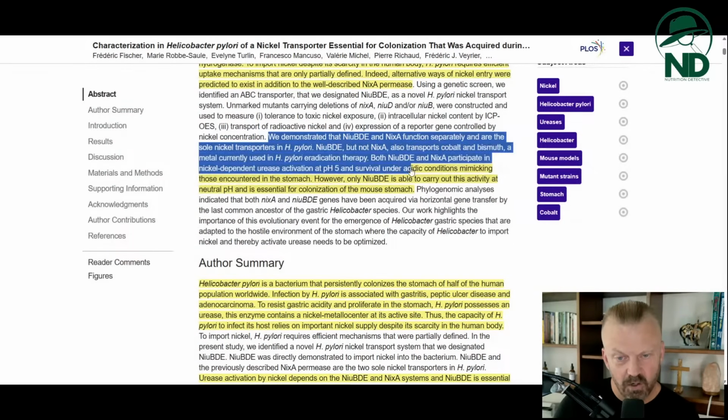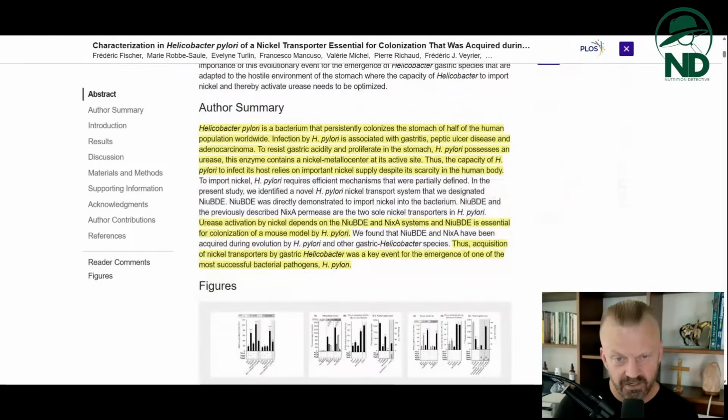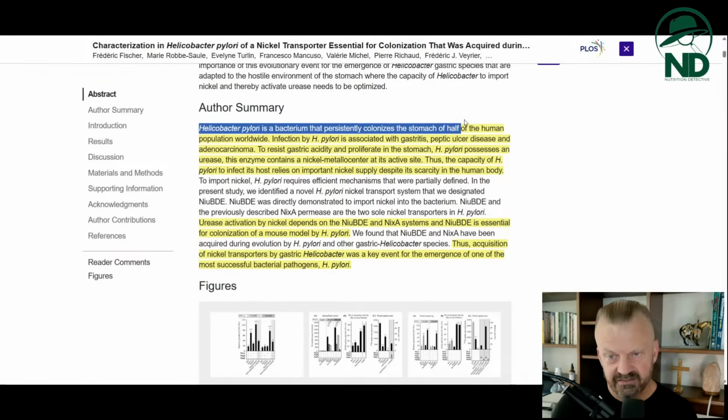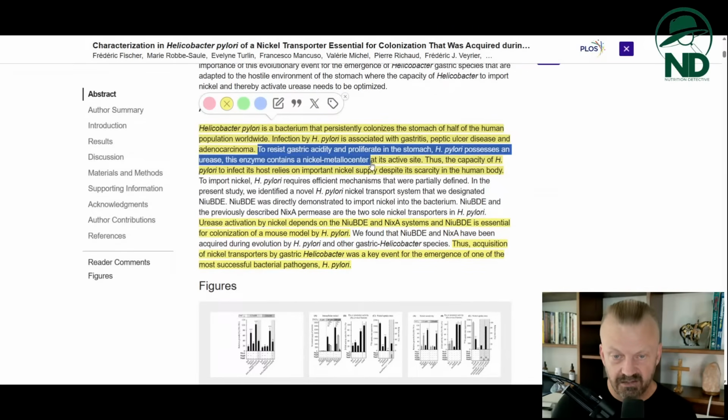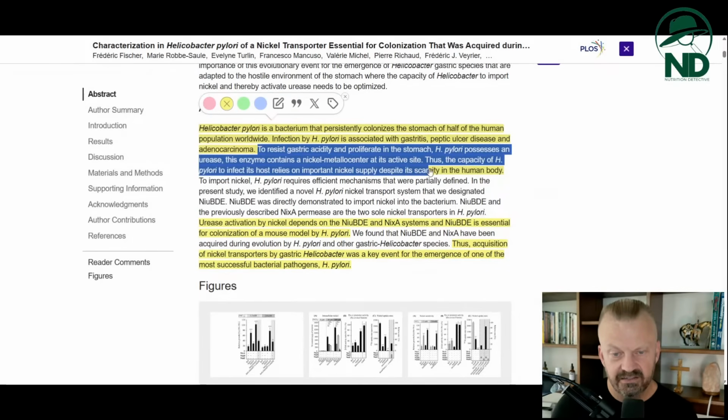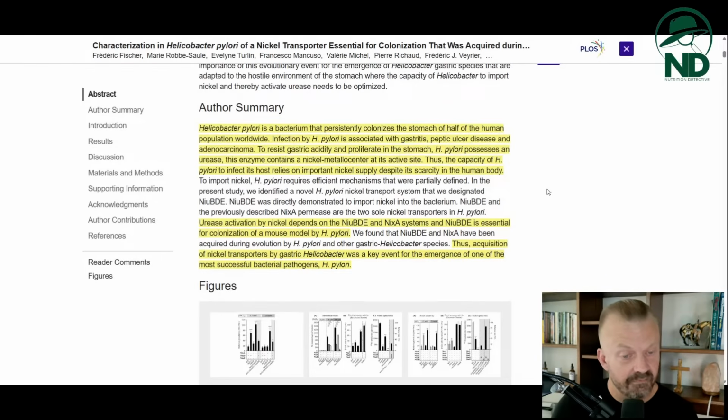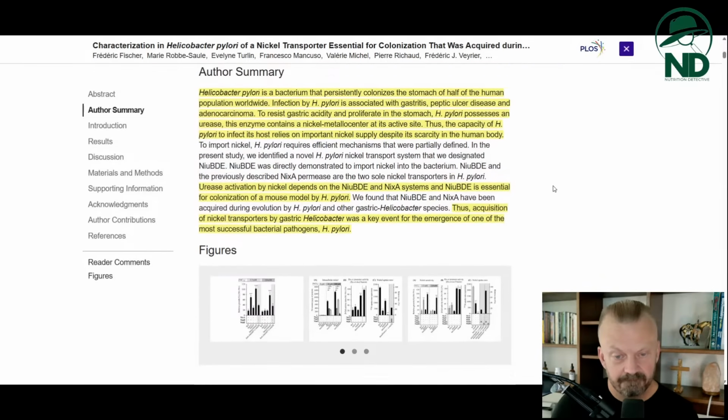While I'm getting here, there's multiple transporters. It's really, really important for H. pylori. H. pylori is a bacterium that persistently colonizes the stomach of half of the human population worldwide. To resist gastric acidity and proliferate in the stomach, H. pylori possesses an urease. This enzyme contains a nickel metallocenter at its active site. Thus, the capacity of H. pylori to infect its host relies on important nickel supply despite its scarcity in the human body. Well, it only needs enough, right?